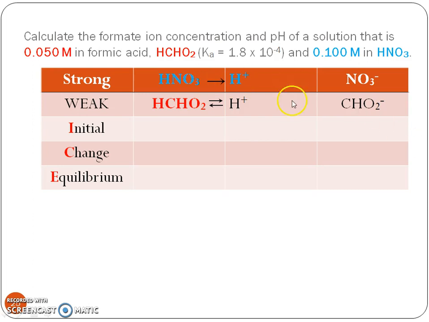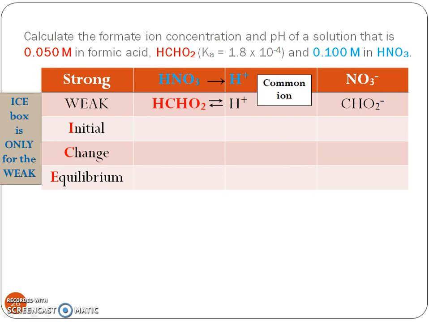Hopefully you got your strong guy and your weak guy. And as a reminder, this icebox is only for the weak guy. Then what's our common ion? That H plus. Ooh, if it's asking for pH and our common ion is the H plus, well, if that's going to be our X at the end, woohoo, maybe we can skip a few steps.